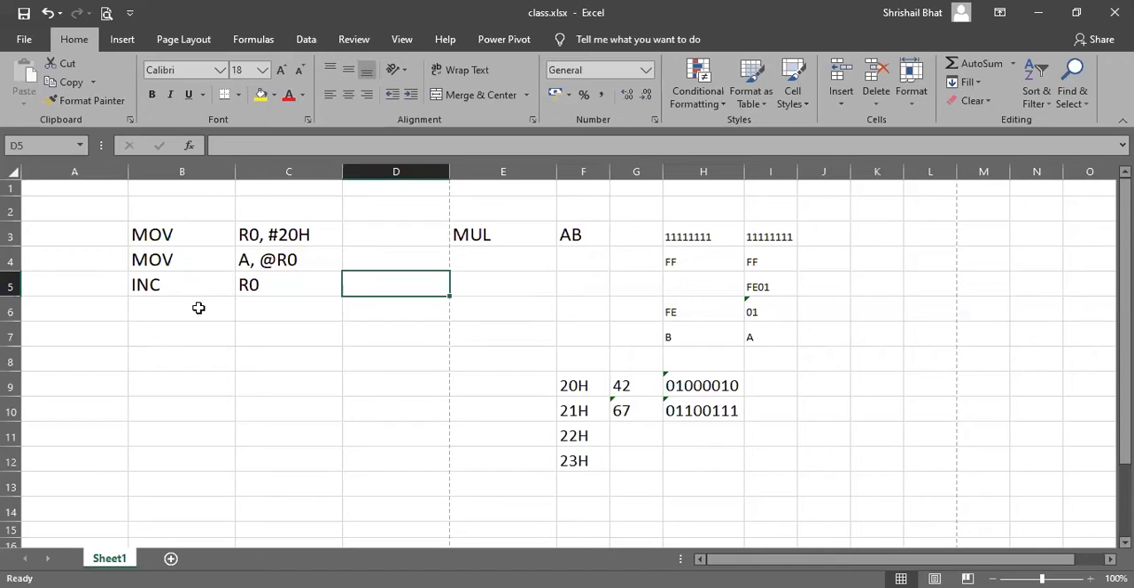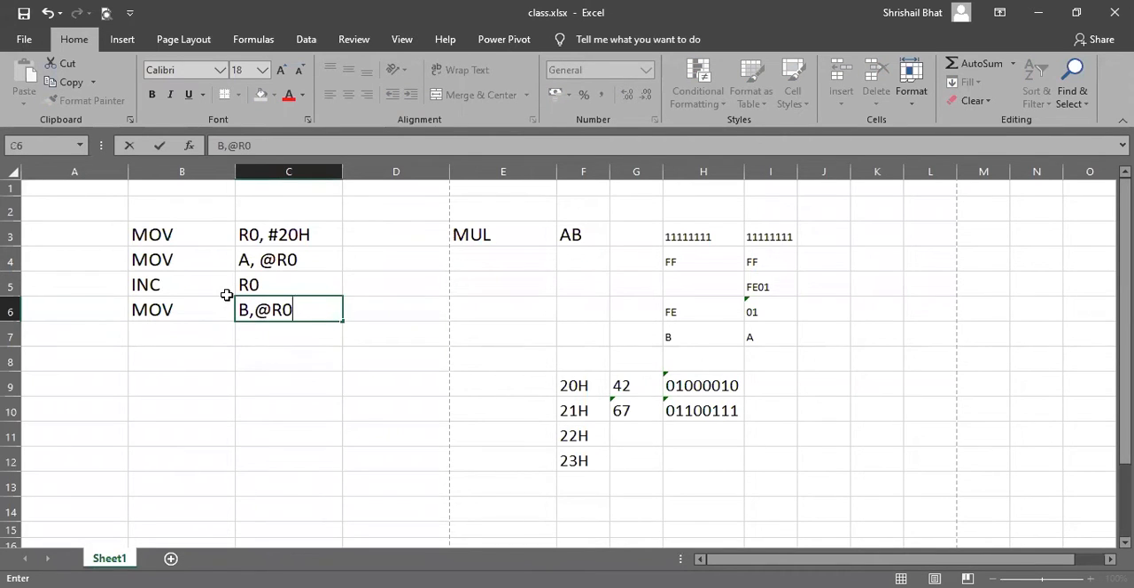So R0 is 21. I want to copy the contents of that location into another register, B. So now one operand is in A, another operand is in B. If I write MOV B, @R0, what happens? The contents of 21, that is 67, will be copied into B. A is 42, B is 67. I have to just multiply.